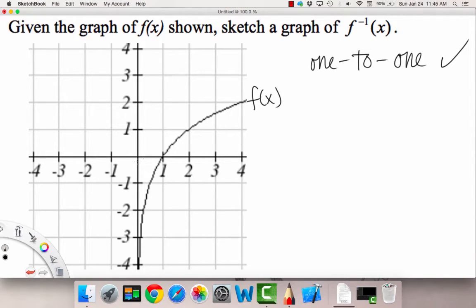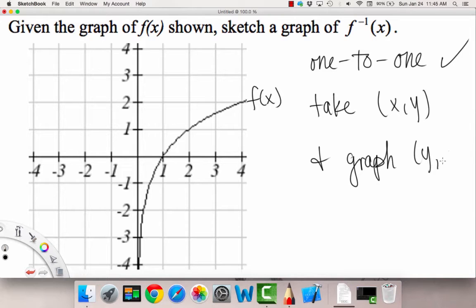So that's good. And now the only thing we have to do is swap our x and y points. So actually, let me write it out. These are the steps we're going to do. Take x, y points, okay, and graph the points y, comma, x, okay? So this basically just means we're swapping the inputs and outputs in order to get our inverse graph.